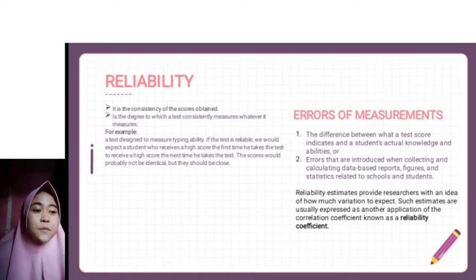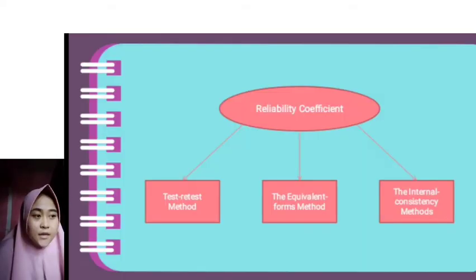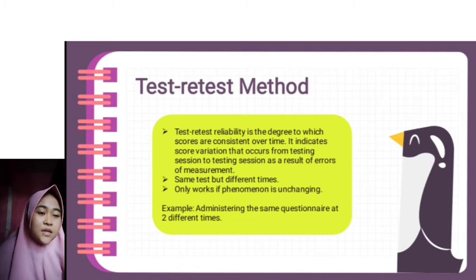Reliability estimates provide researchers with an idea of how much variation to expect. Such estimates are usually expressed as another application of the correlation coefficient known as a reliability coefficient. There are three best known ways to obtain a reliability coefficient. The first is the test-retest method, the second is the equivalent forms method, and the last is the internal consistency method. And the first is the test-retest method.